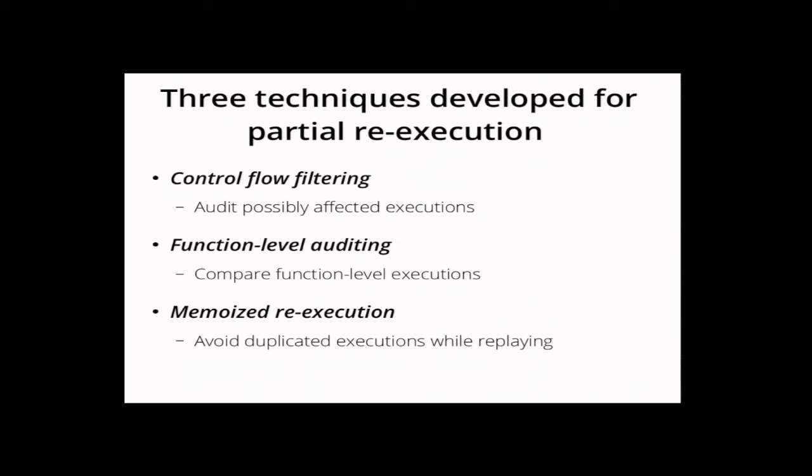Of course, we developed lots of different techniques to overcome those challenges. We call this partial re-execution technique. With control flow filtering, instead of re-executing all the history, why not replay only the actions that were possibly affected. With function level auditing, instead of comparing the entire history together, we now compare the function level execution. And lastly, with memoized re-execution, we can avoid duplicated computation during re-execution.